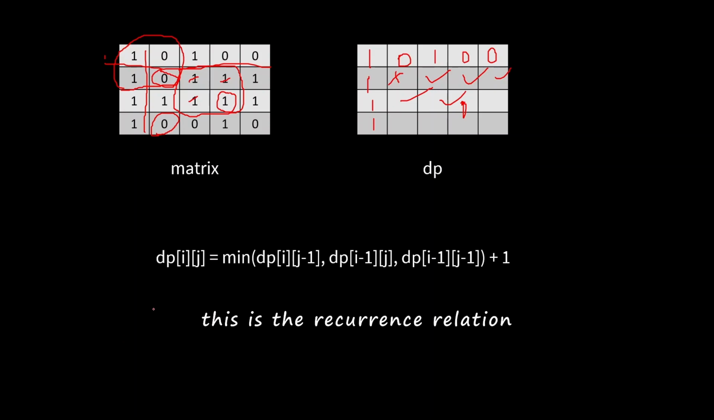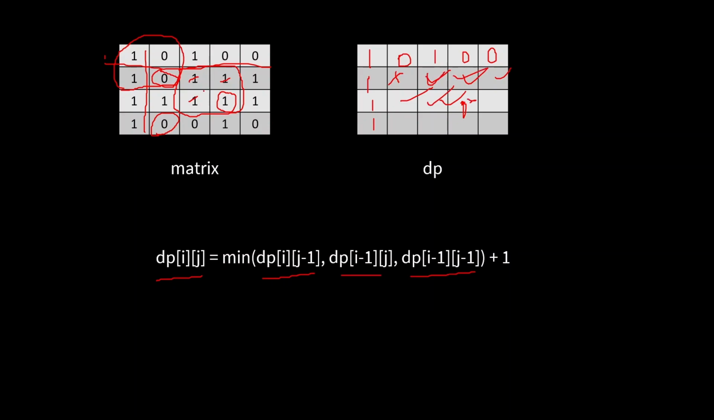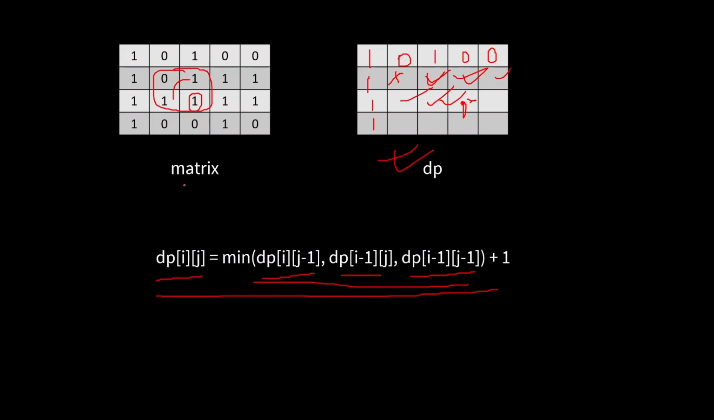That means in the ith and jth index of the DP, we will take the minimum of these 3 values and add 1 to it. If we have a look at this square, since all the values contain 1, the minimum value will return 1 and we will add 1 to it, which means that the length of a side of the square will be 2. Now let's go to our algorithm.